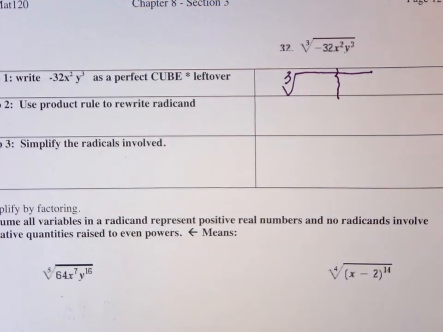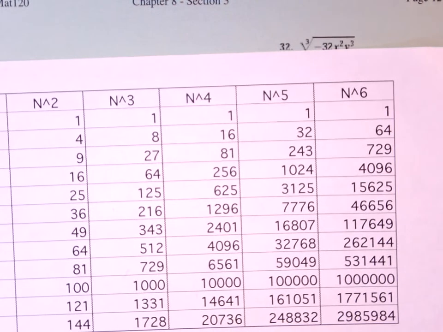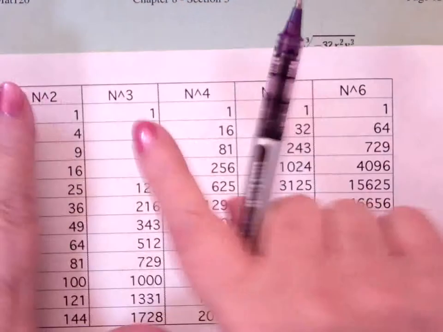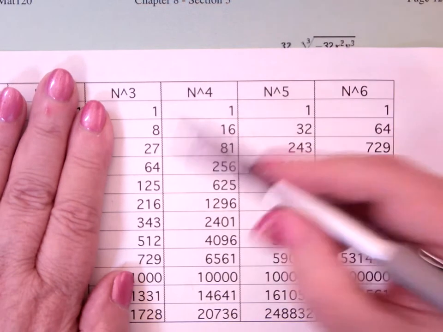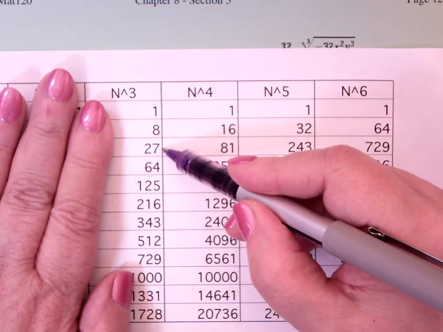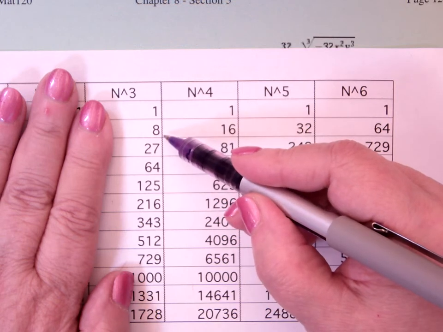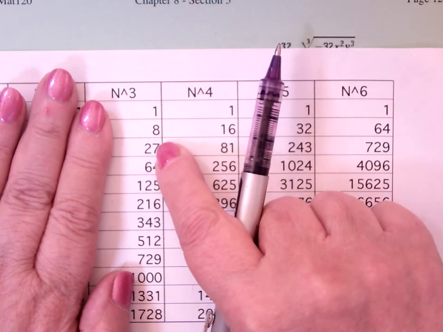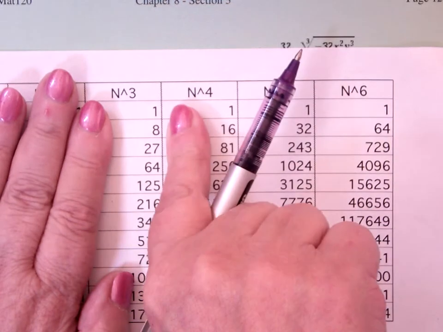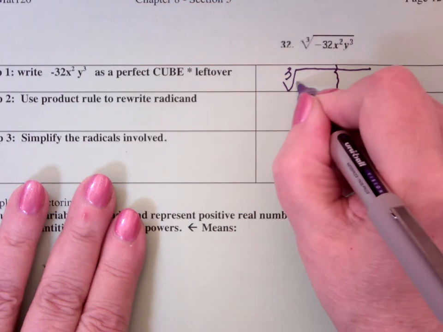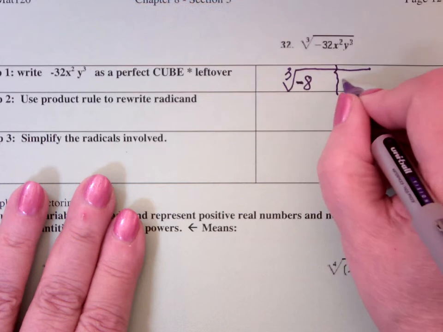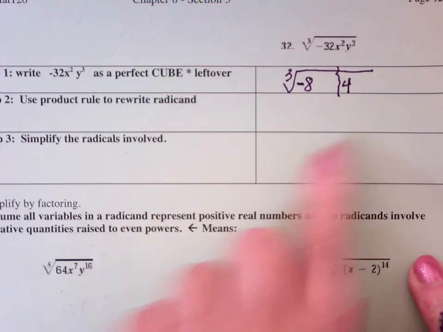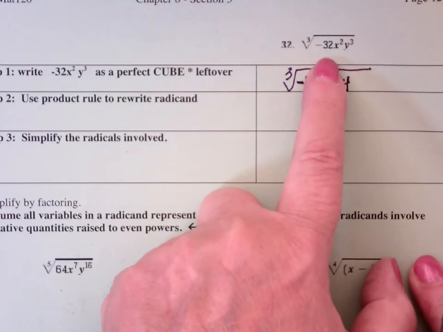So I'm going to take my powers table and look down the cubes and 32. So 64, 27, 8. Does 8 divide 32? Yeah, so the biggest cube that's in 32, because you start from the bottom and work your way up, is 8. And because I've got a negative, it's negative 8. And then the leftover is 4, because 4 times negative 8 is negative 32.